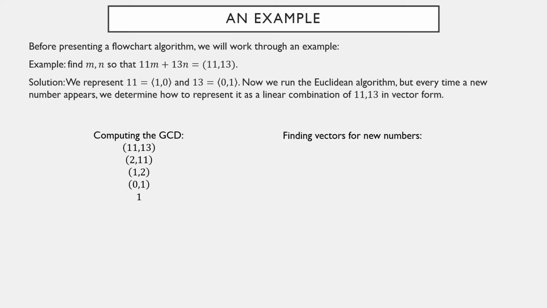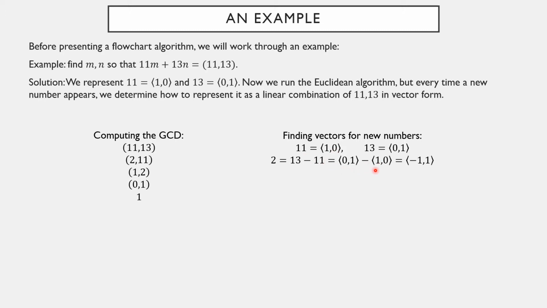Now what we're going to do is, every time a number shows up, find a vector representation. And remember, 11 is 1 times 11 plus 0 times 13, and 13 is 0 times 11 plus 1 times 13. Now in the next line, we got the number 2. Where did the number 2 show up from in the Euclidean algorithm? It was the remainder when 13 was divided by 11, so it's 13 minus some number times 11. And specifically, the remainder of 2 is 13 minus 1 times 11. We have a vector for 13, it's 0, 1. We have a vector for 11, it's 1, 0.